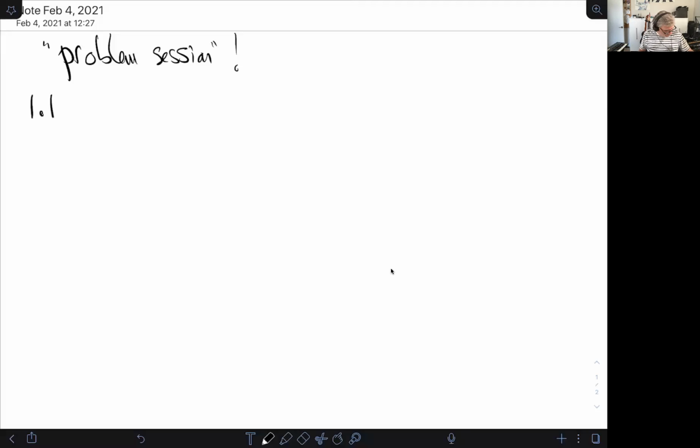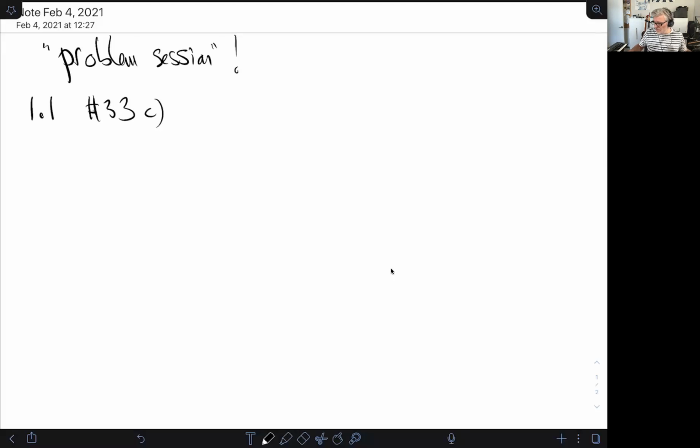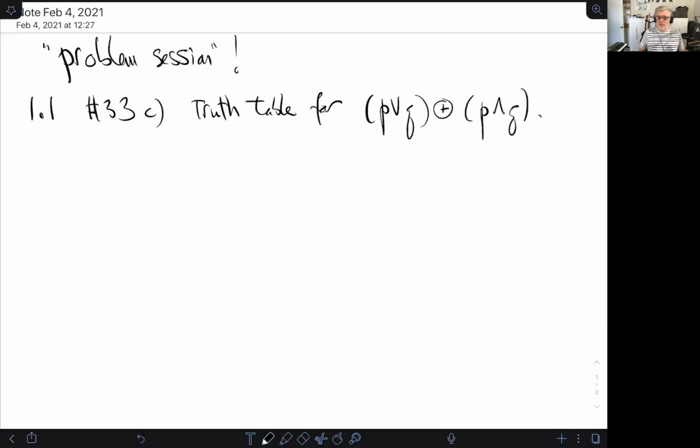This is problem number 33. Okay, so we're asked to fill in the truth table for the following Boolean expression, which is P or Q XOR P and Q.